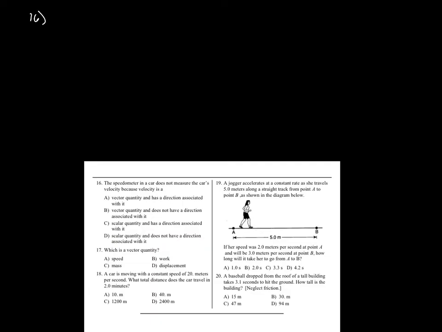All right, number 16, the speedometer in a car does not measure the car's velocity because velocity is a vector. Definitely a vector, and it has magnitude and direction. So think vectors like arrows. So that's choice A. Number 17, which is a vector quantity? Speed is not, mass isn't, work isn't, it's displacement.